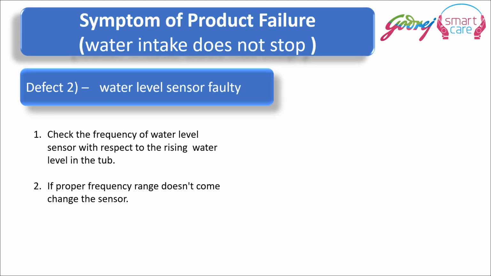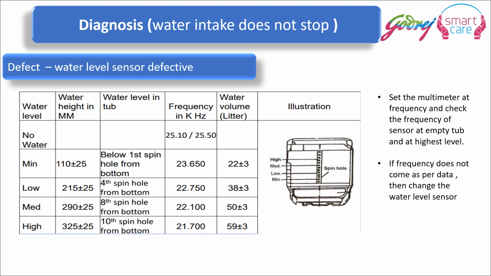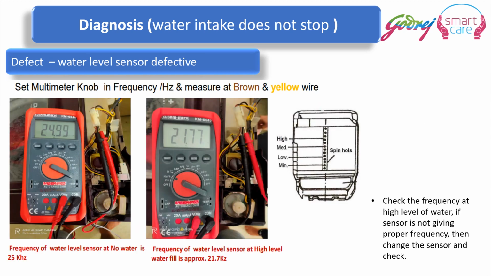Water level sensor faulty: we have to check the frequency of the water level sensor with respect to the rising water levels in the tub. If the proper frequency range does not come, the sensor is faulty. We have to set the multimeter to frequency and check the frequency of the sensor at the empty tub and at the highest level. If the frequency does not come as per the data, then we have to change the water level sensor. We set the multimeter knob to frequency or hertz and measure at the brown and yellow wires.